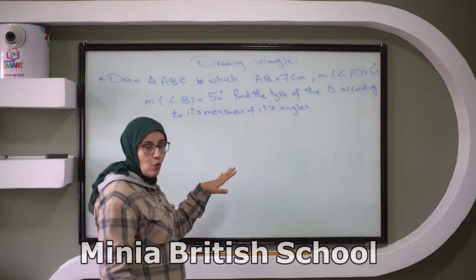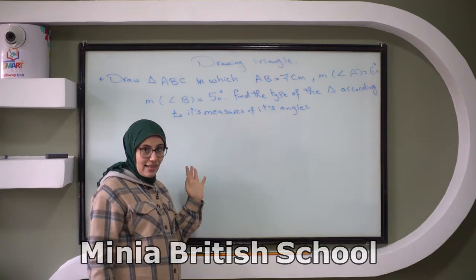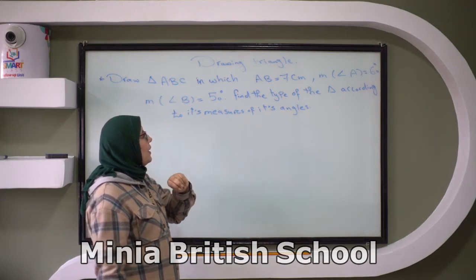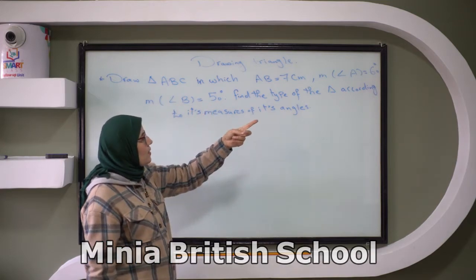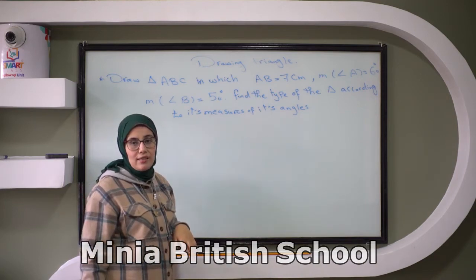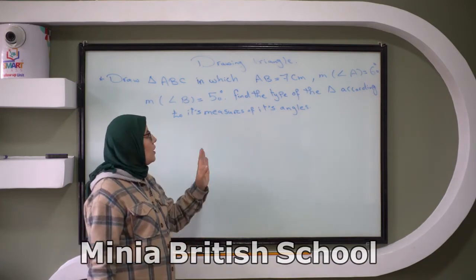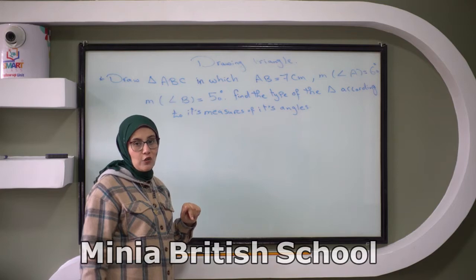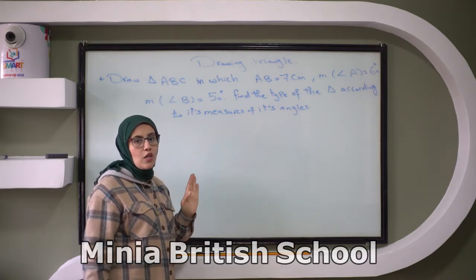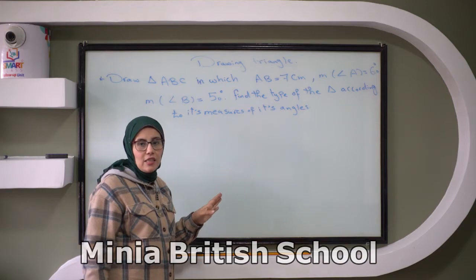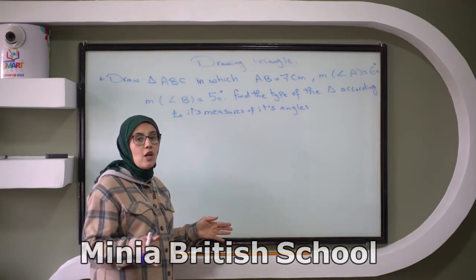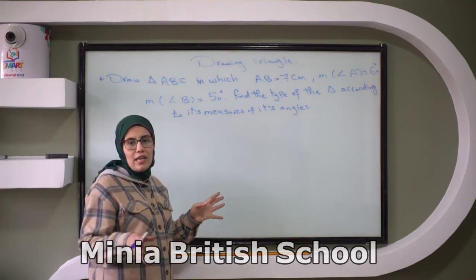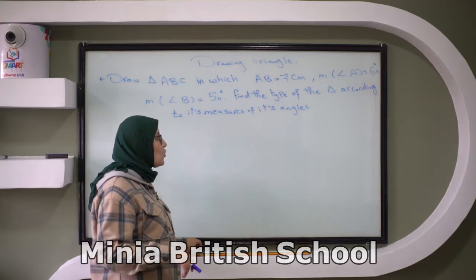Actually, without drawing, can we know the type of this triangle? Yes, we can. He gave you two angles, angle B 50 and angle A 60. What about the third angle? The third angle will equal 180 minus 50 plus 60, so it will be 180 minus 110, which is 70 degrees. So the three angles here are acute angles. So the type of this triangle is an acute angle triangle.